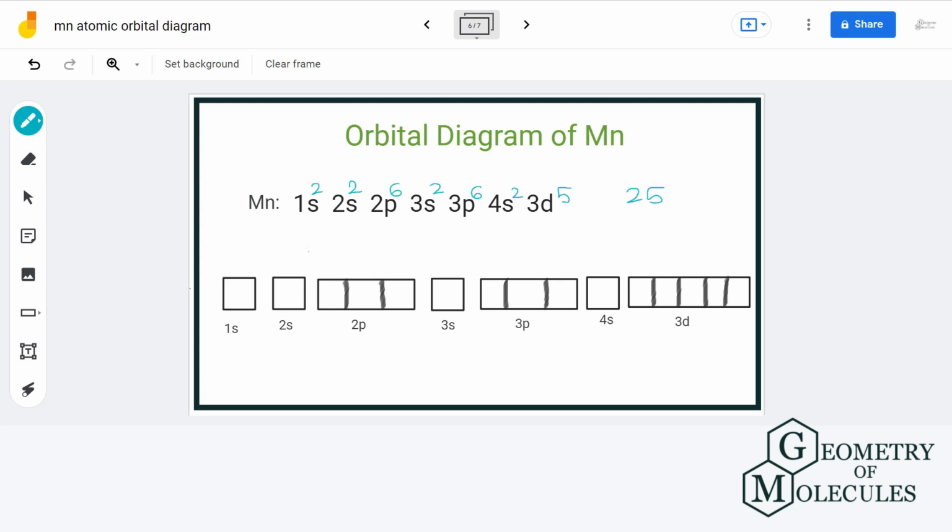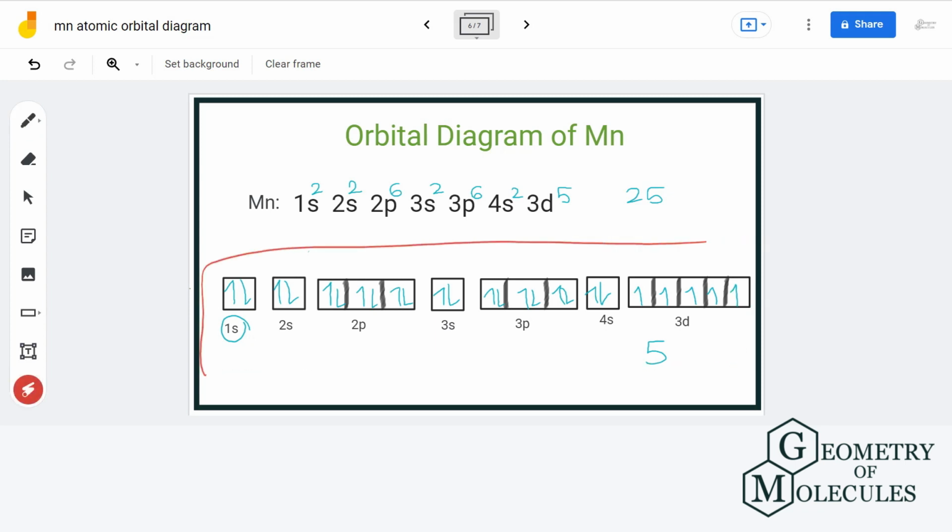Let us arrange the electrons in orbitals. S can hold a maximum of 2 electrons, so we will place 2 electrons with opposite spin. Same with 2s. Next comes 2p, then 3s, 3p, 4s, and now we are still left with 5 more electrons, and based on Hund's rule, we know how the 5 electrons will be placed in this orbital. So there you have it. This is the orbital diagram of manganese.